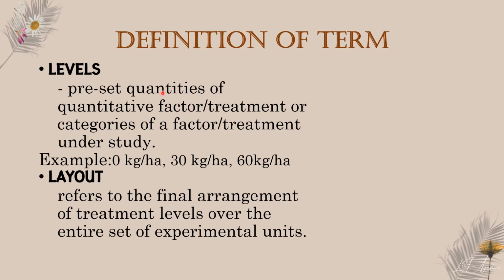Another term is the levels, or the treatment levels. The factor levels are the preset quantities of a quantitative factor or treatment, or categories of a factor or treatment under study. For example, we have 0 kilogram per hectare, 30 kilogram per hectare, 60 kilogram per hectare. So these are the levels, treatment levels or factor levels. And then layout refers to the final arrangement of treatment levels over the entire set of experimental units.